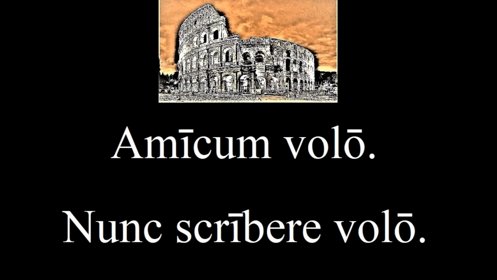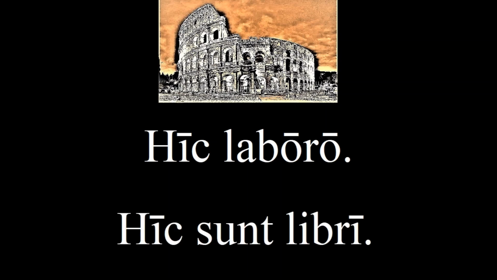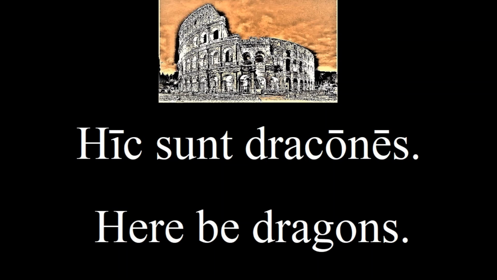And the other word we need is in this sentence. Hic laboro. I work here. The various forms of the verb to be can also mean there is, there are, etc. For example, hic sunt libri. There are books here. Or the much cooler, hic sunt dracones. Here be dragons. There are a few other words in this lesson's story, but they resemble their English counterparts so closely that I'm sure you can understand them.